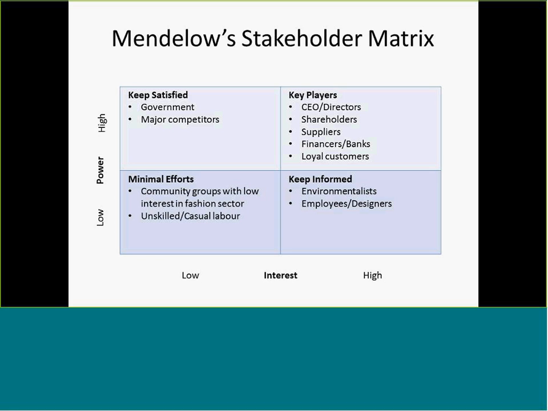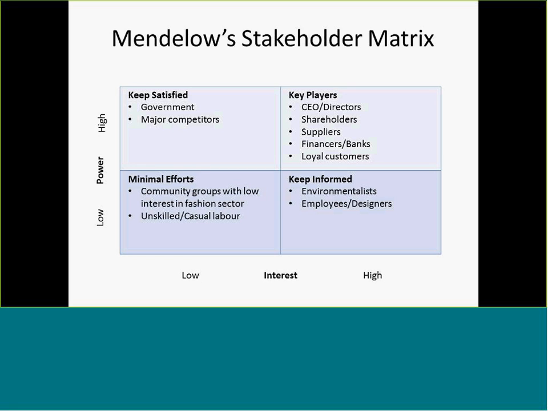So basically, in all quadrants, each is the power and the amount of interest that they hold in the business. We start with the first one, which is the low power and the low interest. They don't have a lot of interest and power in our business. They would get minimal effort. It could be something like community groups which have absolutely no or low interest in the business, or it could be our suppliers, or unskilled laborers, people who have no interest in our business. They would be given minimal effort.